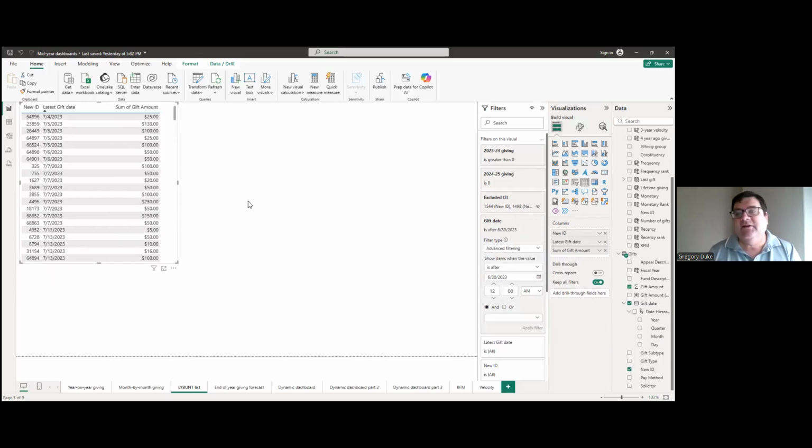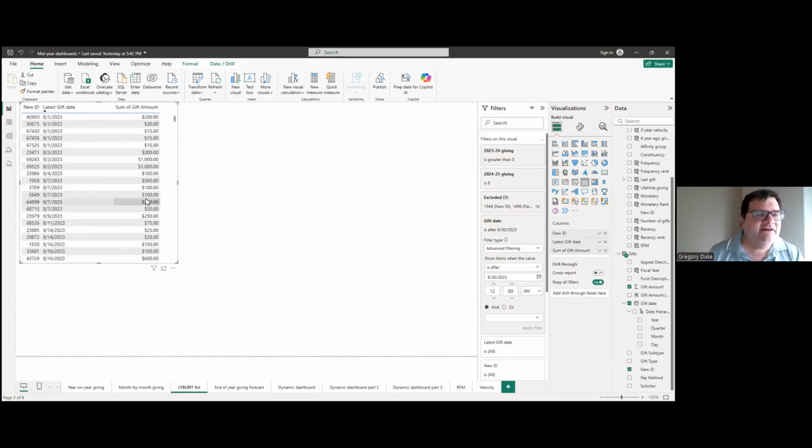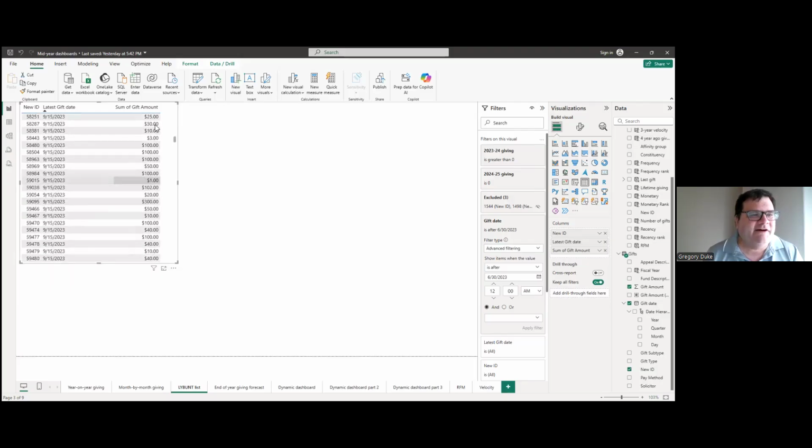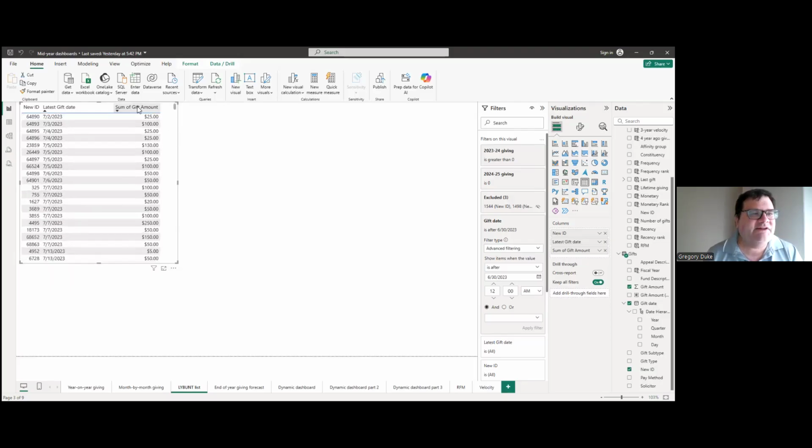Okay, and so what you saw previously is actually the lifetime giving for these LYBUNTs. This is the giving they made in 2023, 2024. So we can see that some people here gave 1,000. We can also sort this, and here are the LYBUNTs that gave the most last year but haven't given yet this year.